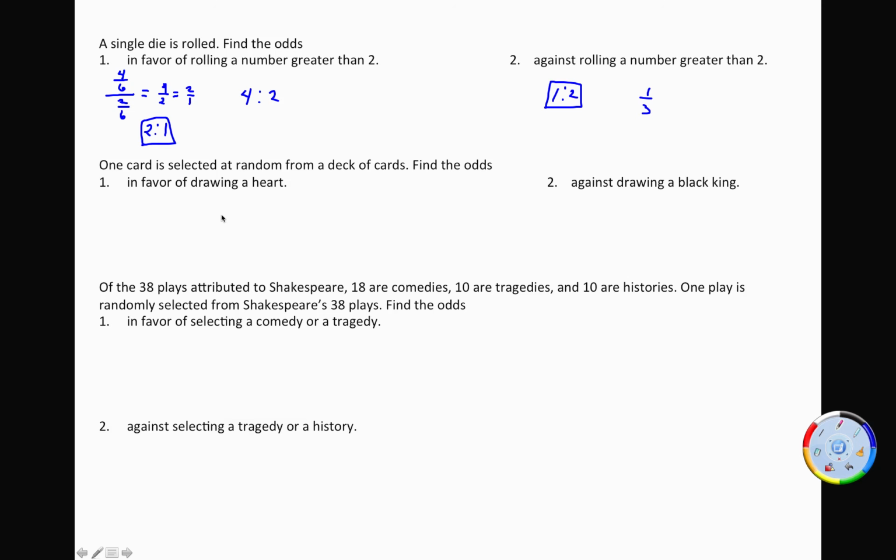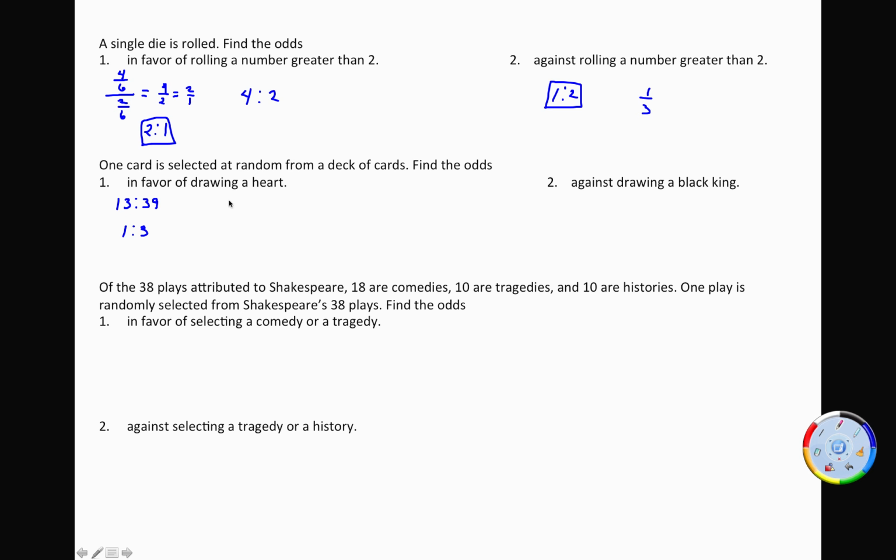One card is selected at random from a deck of cards. Find the odds in favor of drawing a heart. So I've got to think of how many cards are hearts. There are 12. And how many cards are not. There's not 12. There are 13. Right? 13. And how many cards then are not hearts? 13 are hearts, meaning 52 minus 13, 39 are not hearts. So the odds in favor of drawing a heart, again, you've got to simplify this, 1 to 3.